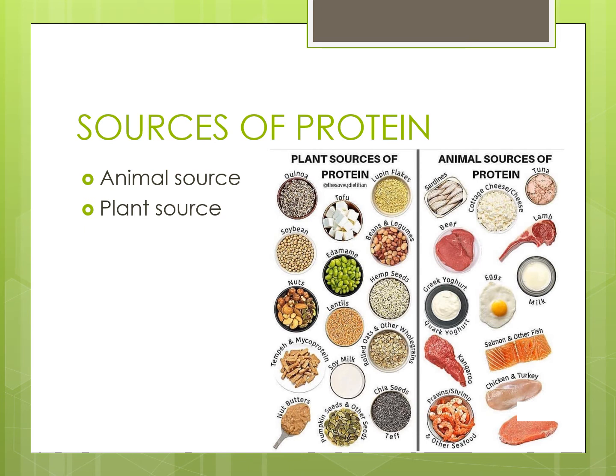Sources of protein. There are primarily two sources, animal source and plant source. The animal source consists of fish, egg, meat, chicken, and plant sources include soya bean, legumes, nuts, lentils, soy milk, etc.